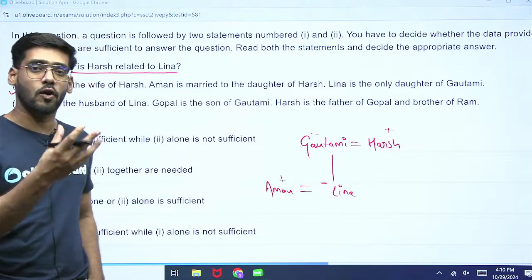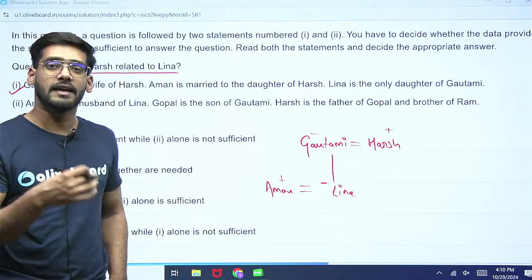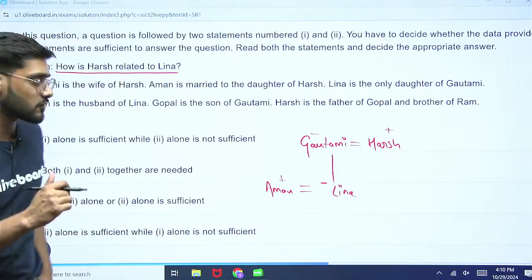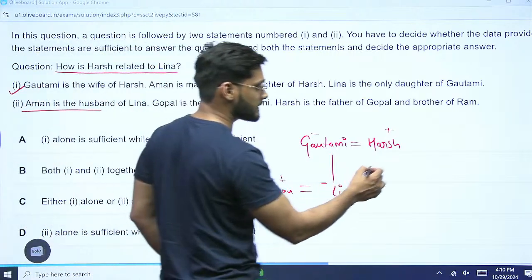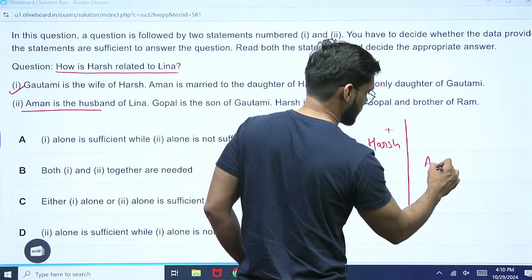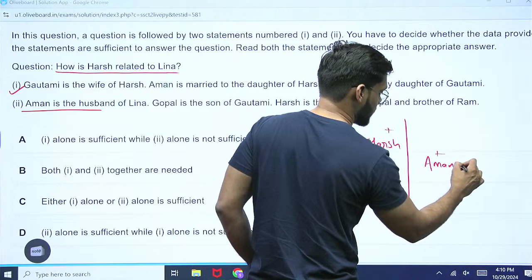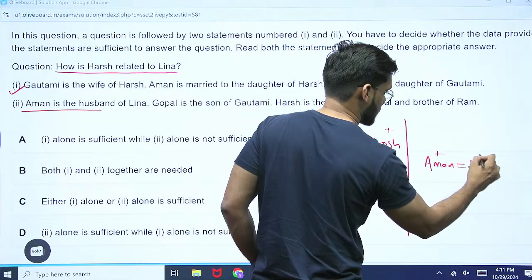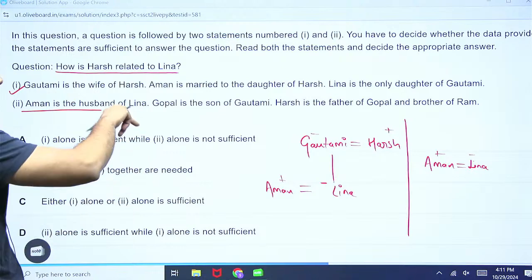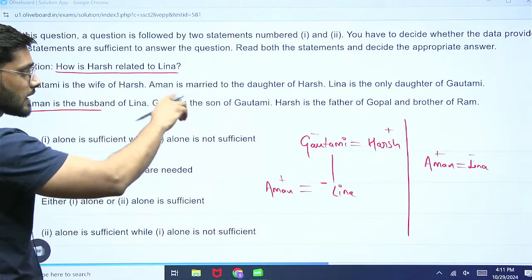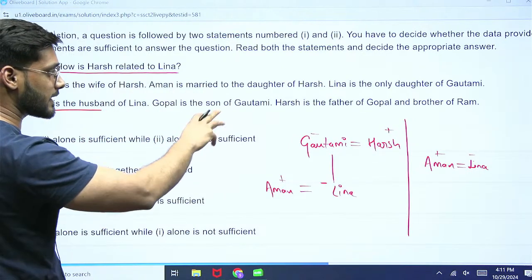Now we need to check whether statement number 2 also gives the answer or not. Let's see. Aman is the husband of Leena. We are solving the second statement now. Aman is the husband of Leena. Gopal is the son of Gautami. We cannot connect Gopal and Gautami right now. Harsh is the father of Gopal. We cannot connect, and brother of Ram.